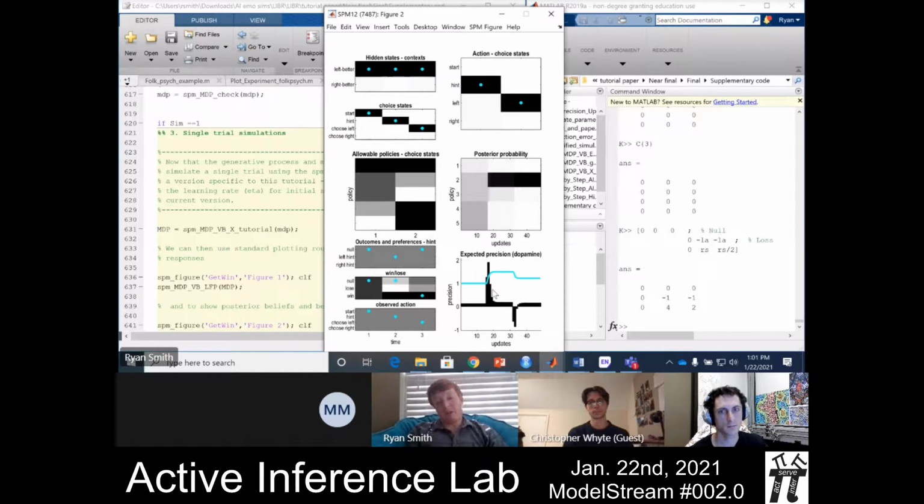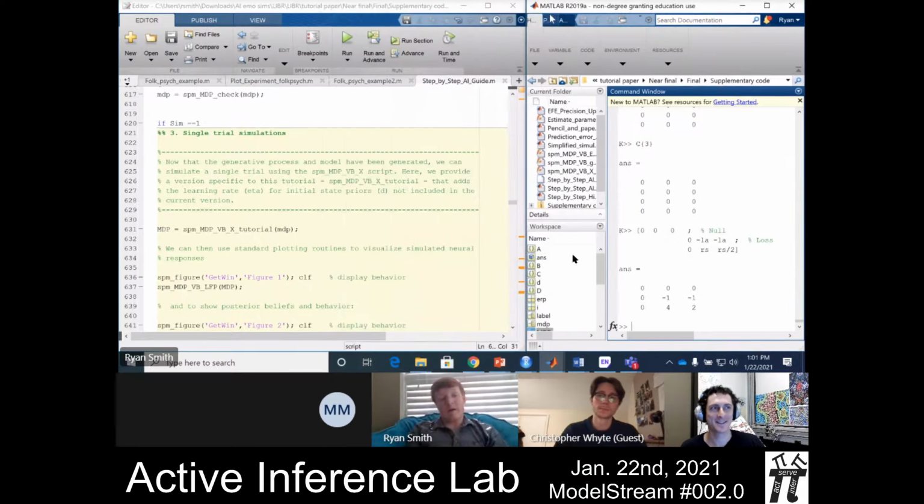This bottom thing is part of the neural process theory. It's simulating dopamine. So dopamine responses, quote unquote, are the updates in the expected precision, that beta thing. But that's how you read these plots. And again, I won't go over the neural process theory one because we're going to do that next time, hopefully.